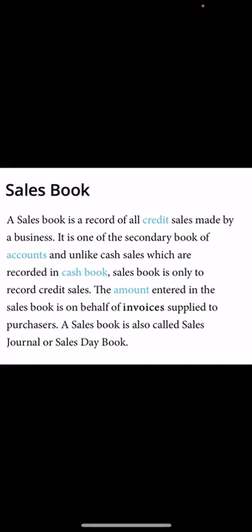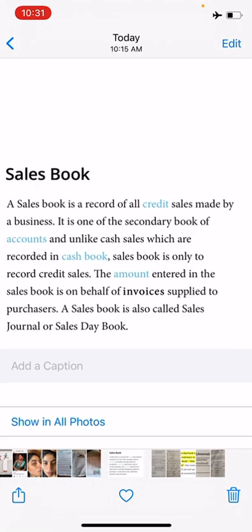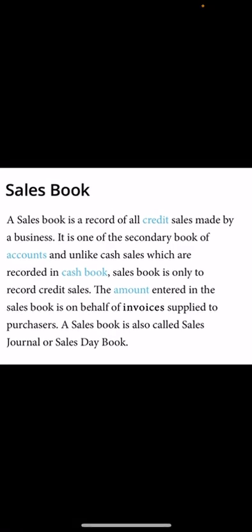Students, in our last accountancy class, we saw what is purchase book and what is purchase written. Today, inshallah, we will see what is sales book. The sales book is also called sales journal. So all credit sales are recorded in the sales journal, and all the cash sales are recorded in the cash book.